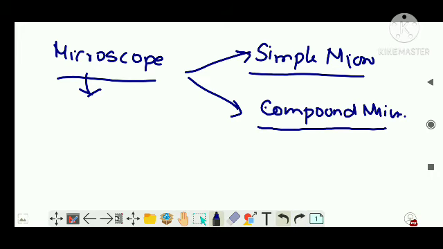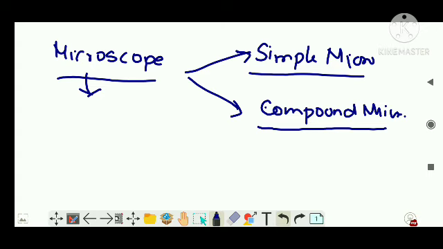And what do we mean by a simple microscope? That is our common convex lens, the magnifying glass that some people use to see the lines on their hand. Similarly, in some shops, to see the value of a product, they use a magnifying glass because it is written in small print and cannot be easily seen by the eyes. So magnification is done by a microscope.